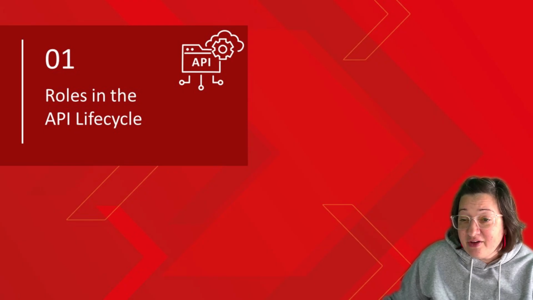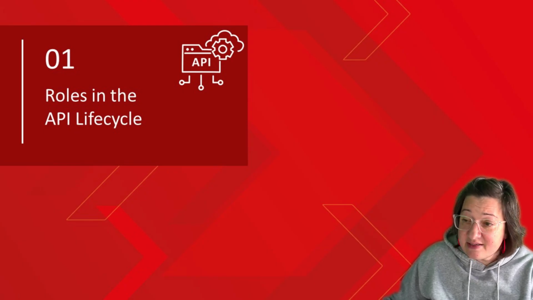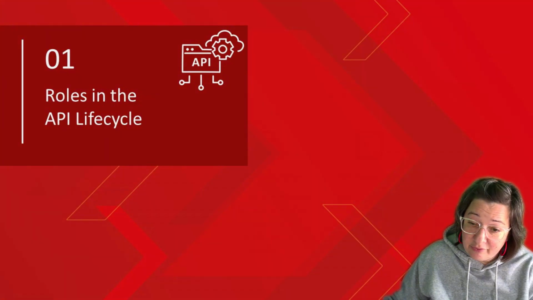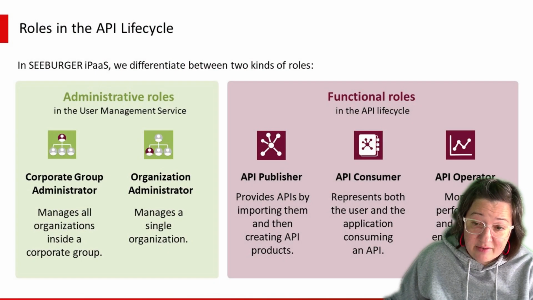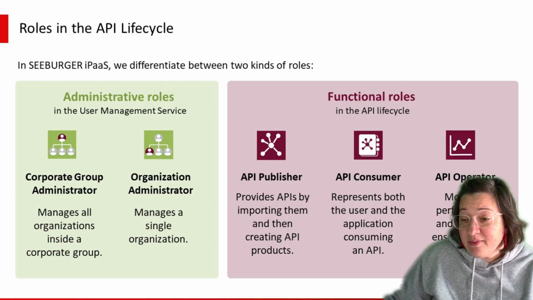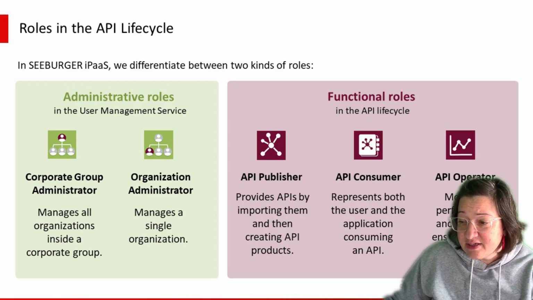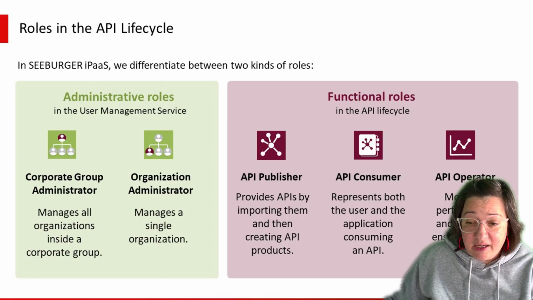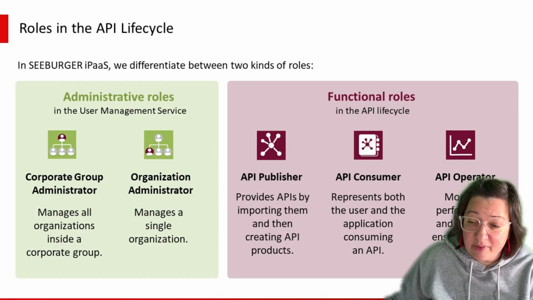So before we dive into the API management apps, let's take a moment to look at the roles involved. In SEEBURGER iPaaS, we differentiate between 2 kinds of roles: the administrative roles in the user management and the functional roles in the API Lifecycle. The corporate group administrator manages all organizations inside a corporate group. They can create or update organizations, assign organization administrators, and control which business services are available, such as API Manager, Catalog, and Monitor.